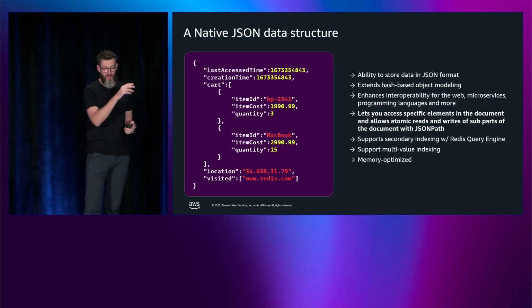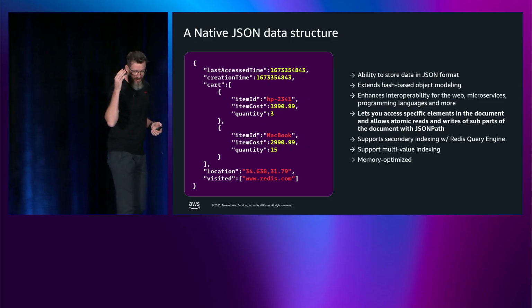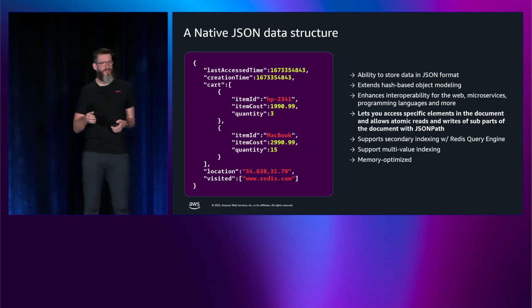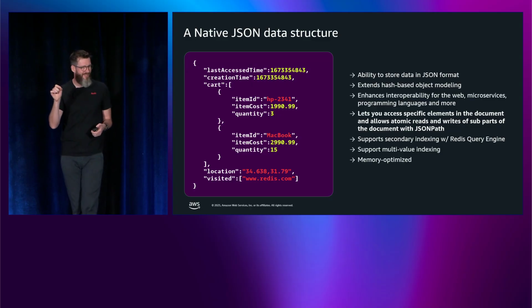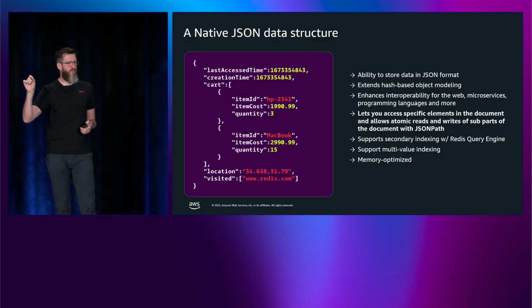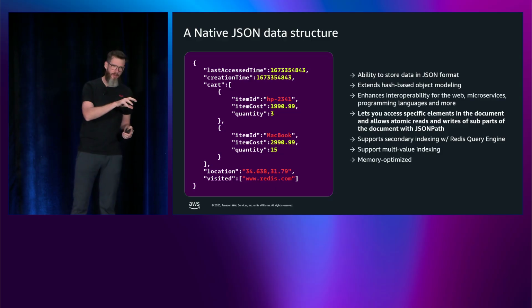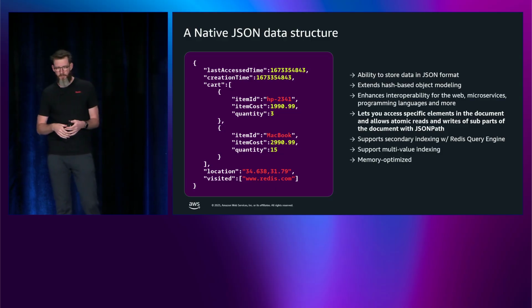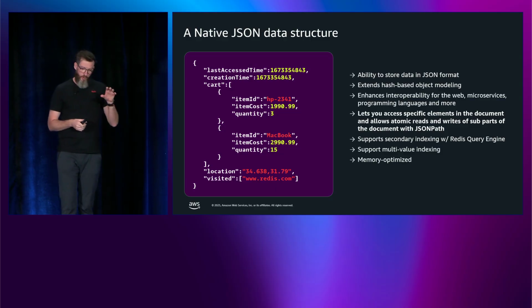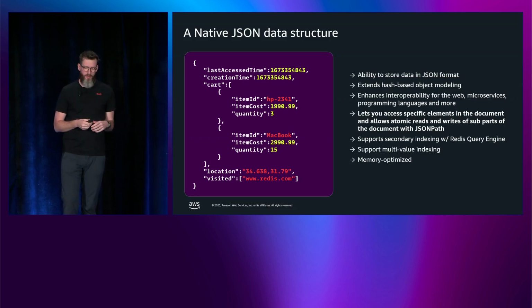So for example, you can say in this JSON, there's a MacBook with a quantity of 15. You can do JSON.NUMINCRBY. You can specify the path of your document, and you say increment by 3. This is the Redis way, right? Rather than having to retrieve that document client-side, make the change, and write it back. And you can, of course, also still retrieve subparts of that document.